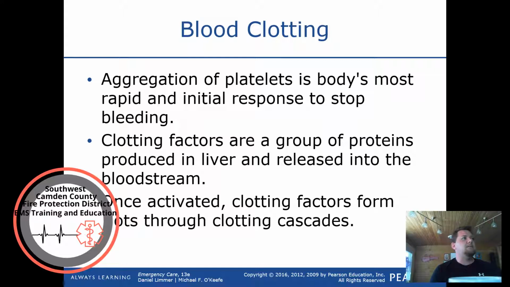Okay, blood clotting. Aggregation of platelets is the body's most rapid and initial response to stop bleeding. Clotting factors are a group of proteins produced in the liver and released into the bloodstream. Once activated, these clotting factors form clots through clotting cascades. So they go to the place and they just kind of cascade down.